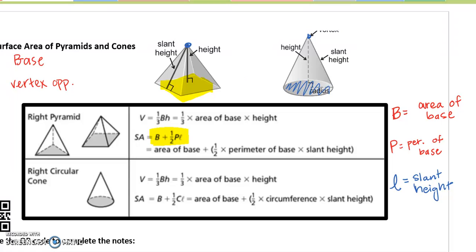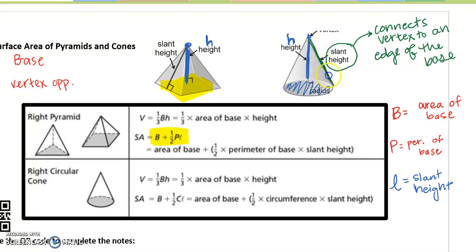When you look at your picture, there are two heights that you can draw on a pyramid or a cone. One is the height that is perpendicular to the center of the base. This we just refer to as the normal height of the pyramid or cone, and that height we call h, just like you would think of the total distance from top to bottom, going straight up and down. But that slant height is going from the vertex to an edge.